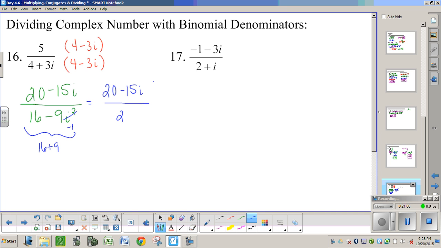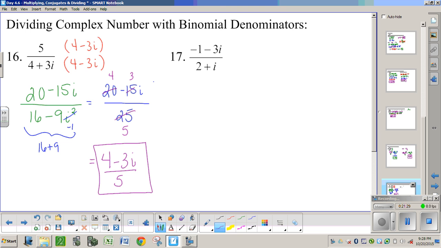So one of the things that you want to keep in mind is sometimes you can do a little reducing at the end. And in this case, we can. 20, 15, and 25 all reduce by what? 5. Good. So this is going to turn to a 5. This is going to a 4. This is going to a 3. So our final answer should read 4 minus 3i all over 5.